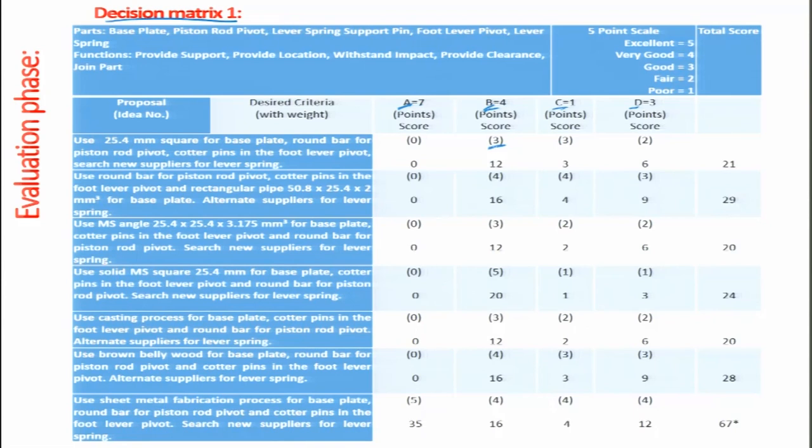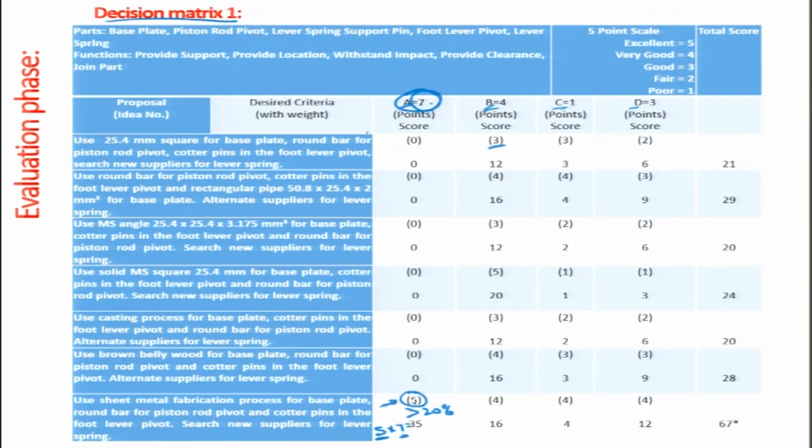The cost savings points are 0 for all these ideas. If you remember, only this one had a cost of 45, and the savings were more than 20%. That is why it is given the value 5 here, and 5 into 7 is equal to 35. Similarly, the costs were quantified, and the other criteria, durability, ease of operation, and ease of implementation, were evaluated.